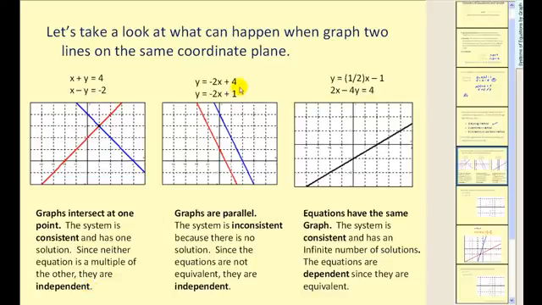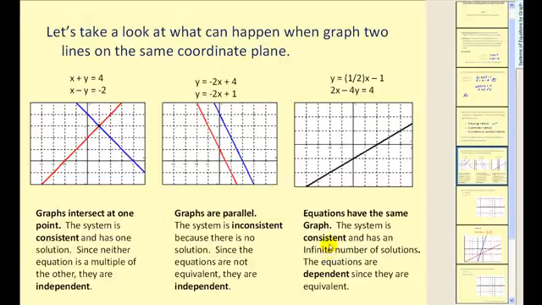Another possibility is we could have two lines that are parallel to each other. In this case, the lines don't share any points, therefore there is no solution, and the system is called inconsistent and independent. But the main idea here is there's no solution. The third case is if we graph both lines and they happen to be the exact same line, then we have an infinite number of points in common between the two lines. Therefore, we have an infinite number of solutions to the system. And this type of system is considered consistent and dependent.